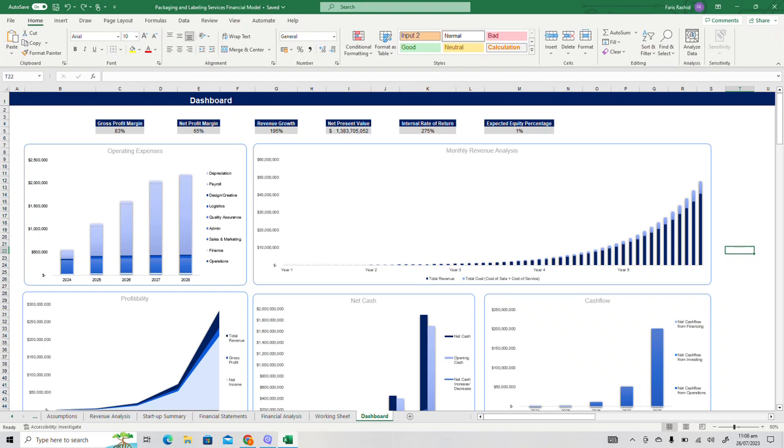This dashboard includes all the relevant information and graphs that are important in making financial decisions.